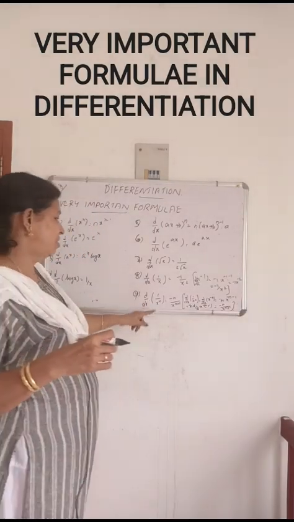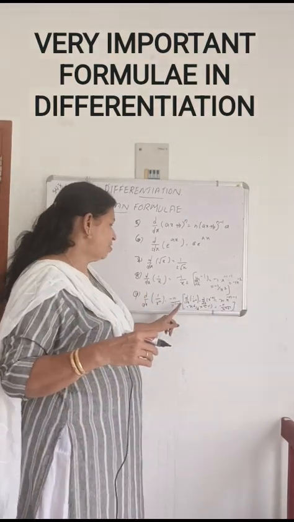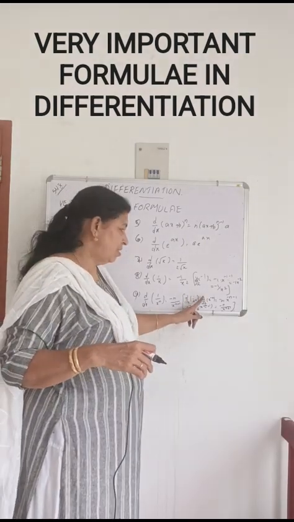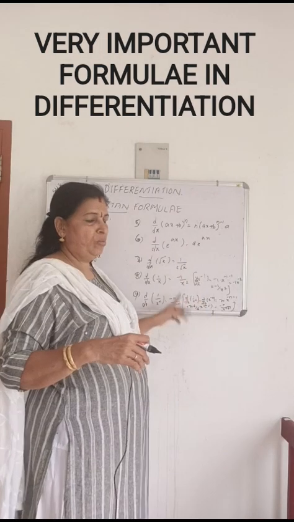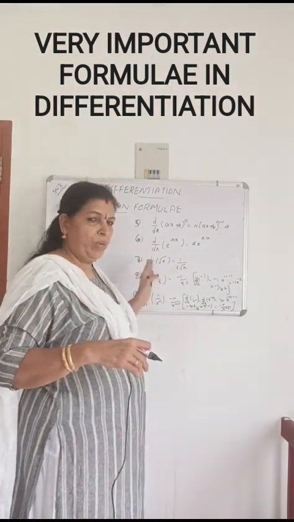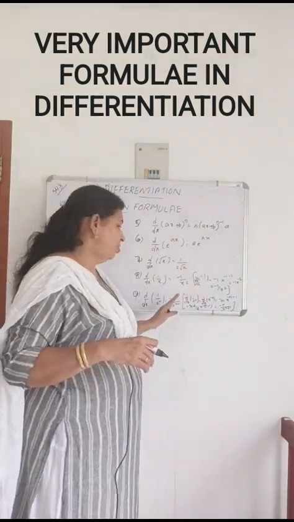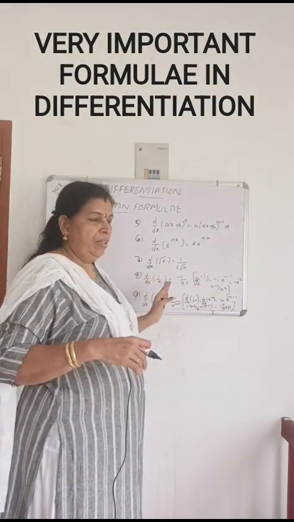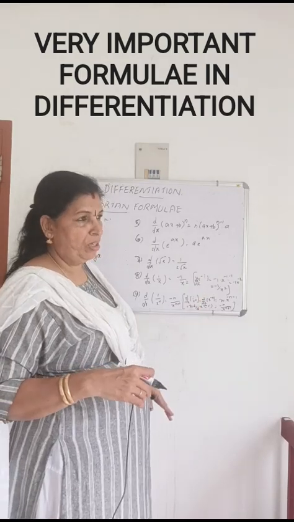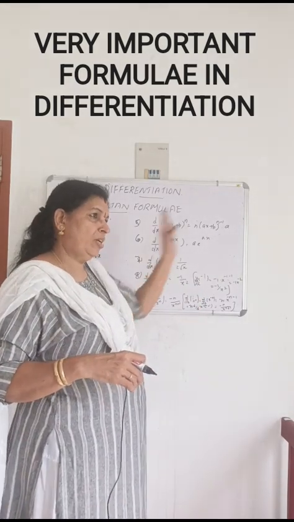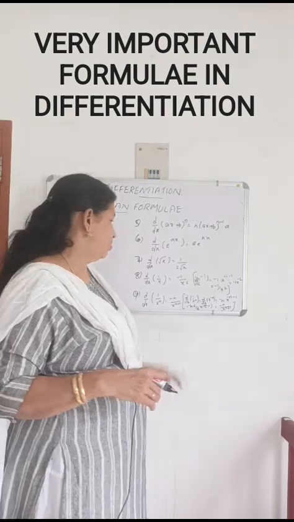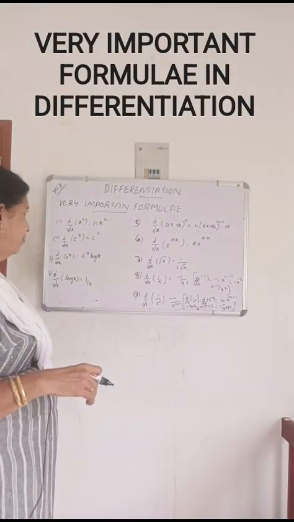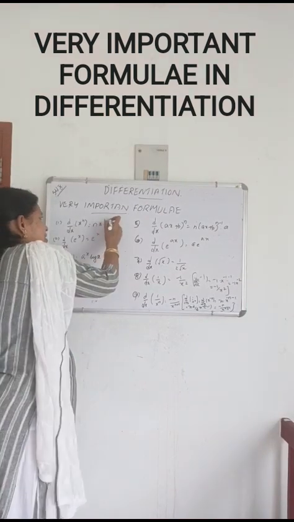d by dx of 1 by x raised to n is minus n by x raised to n plus 1. Similarly, we can write d by dx of 1 by x raised to n, that is the derivative of x raised to minus n, is minus n into x raised to minus n minus 1. It is minus n into x raised to minus of n plus 1, which is minus n into 1 by x raised to n plus 1. You have to write x raised to minus of n plus 1 as 1 by x raised to n plus 1. You have to learn these important formulas in differentiation by heart.